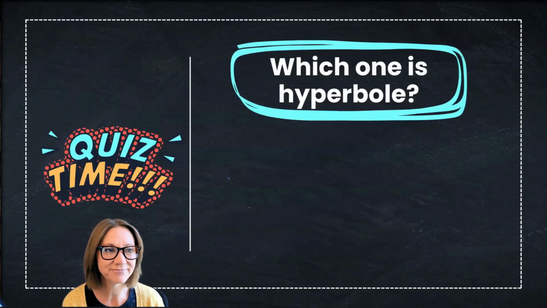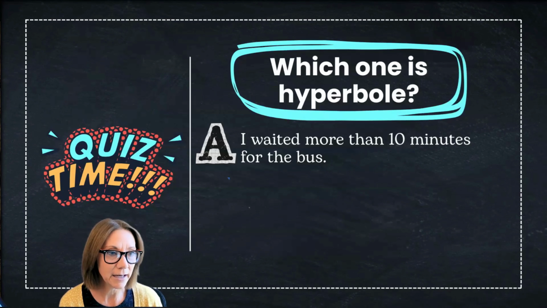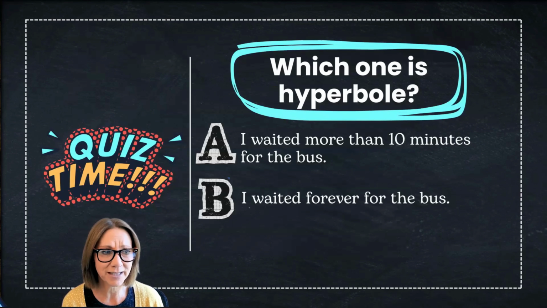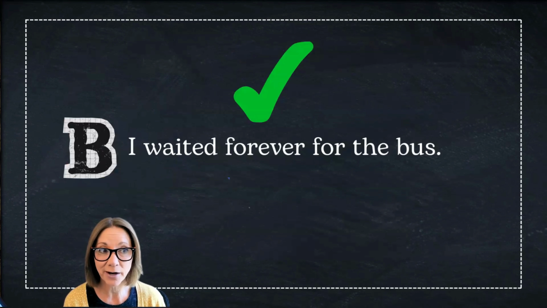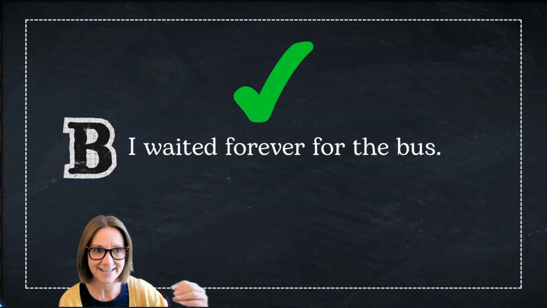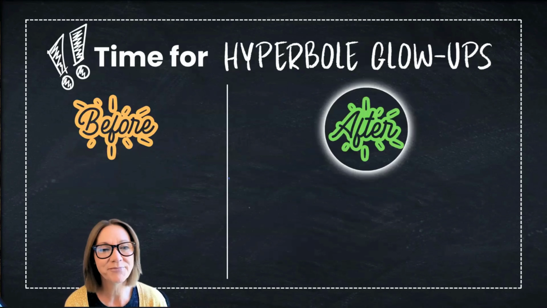Here's a quiz. Which one of these is hyperbole? Is it A, I waited more than 10 minutes for the bus? B, I waited forever for the bus? Or C, I waited so long for the bus? Which one is hyperbole? If you said B, you are correct. If you waited forever, then you would not be alive, which is a whole other conversation, but you want to exaggerate the amount of time.